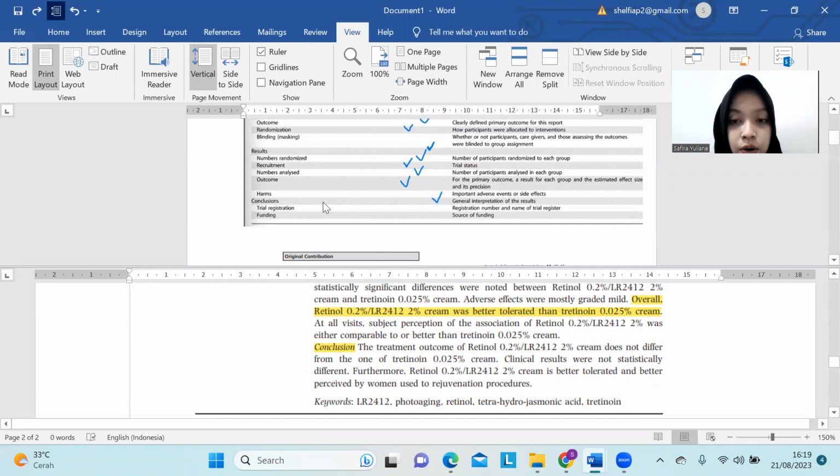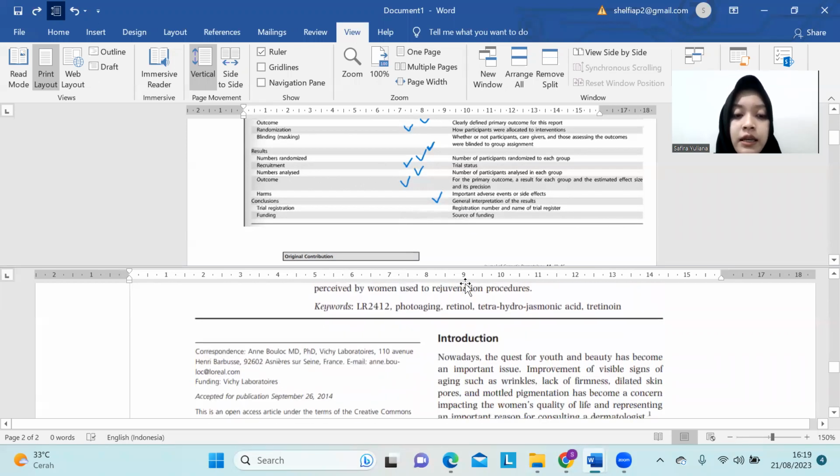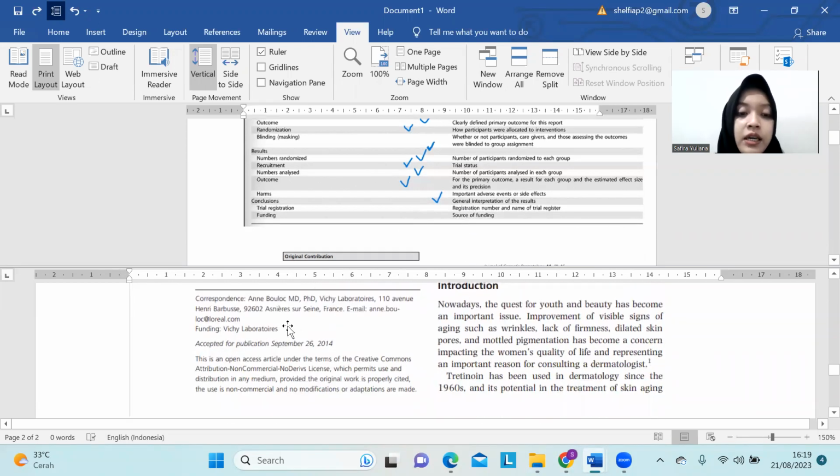And next, we are going to the trial registration. Trial registration is not stated because there is no registration number and name of a trial register. And the last one is funding. Funding is the source of funding, and there is funding from Vichy Laboratories.